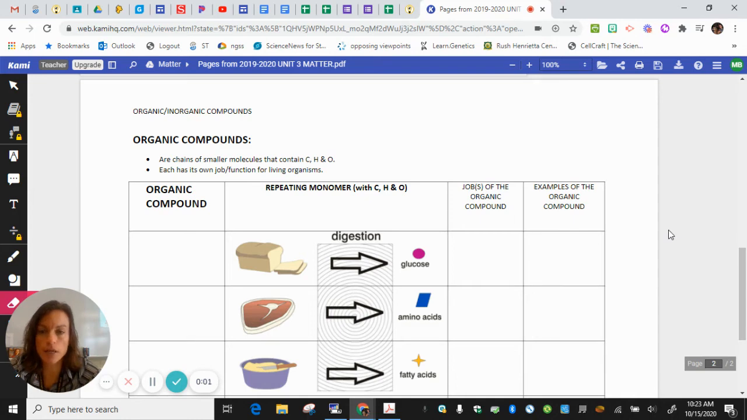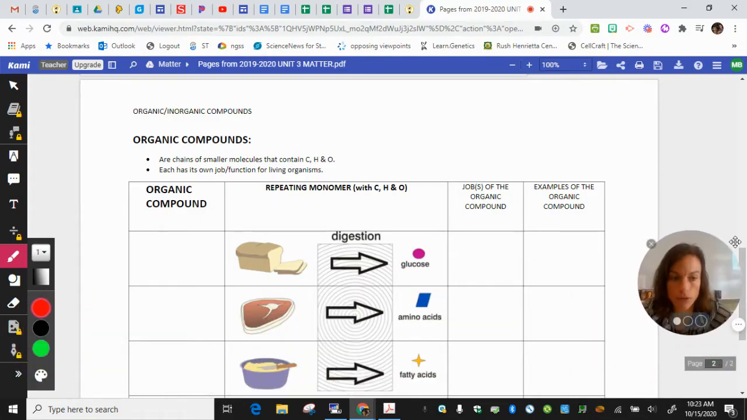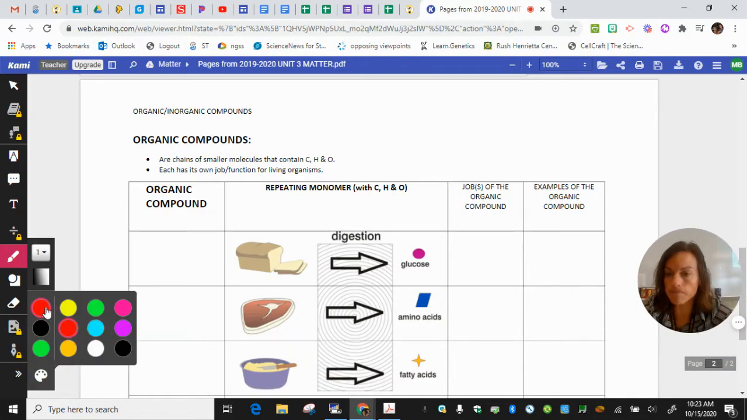So this is note page 2 from your Matter Unit 3 packet. We're continuing on from note page 1. What I want to do on this one is kind of focus in on the organic compounds themselves. Okay, so I got to move this over here because it's in the way. So we're going to talk about the organic compounds.